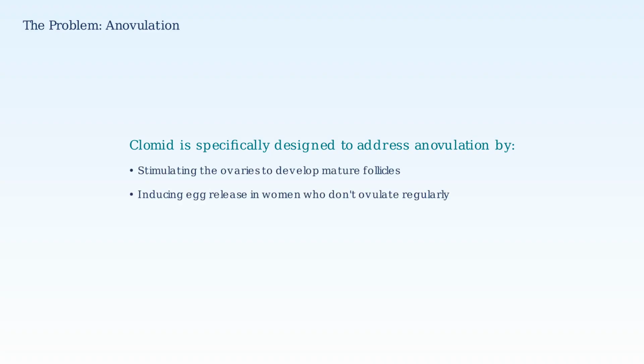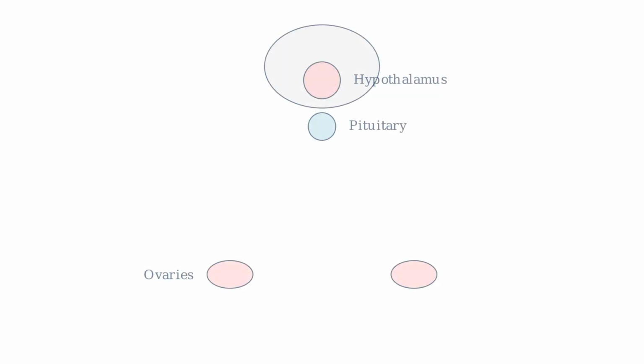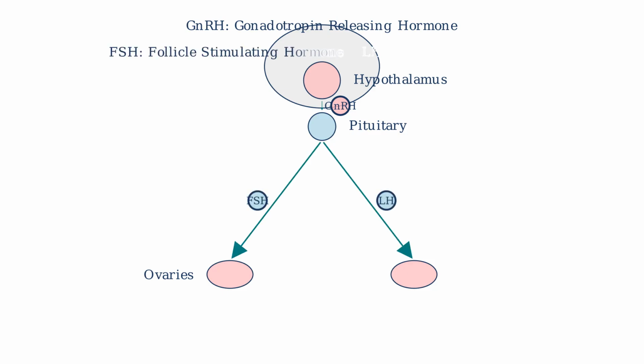Clomid is specifically designed to address anovulation by stimulating the ovaries to develop and release eggs in women who don't ovulate regularly or at all. Normal ovulation is regulated by a complex hormonal feedback system involving the hypothalamus, pituitary gland, and ovaries. The process begins in the hypothalamus, which secretes gonadotropin-releasing hormone, or GnRH. GnRH travels to the pituitary gland, stimulating it to release follicle-stimulating hormone and luteinizing hormone, known as FSH and LH.